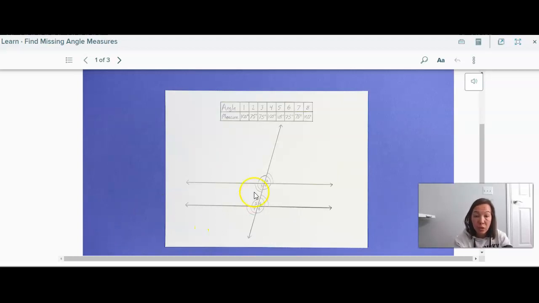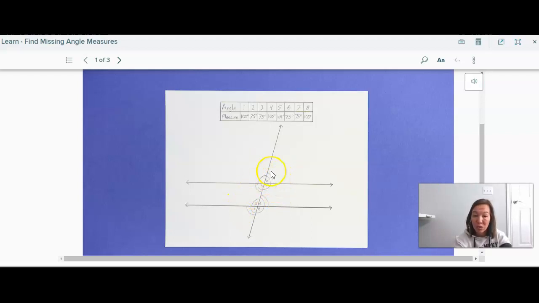Okay, so a few things. I think that you guys should already know what supplementary angles are. So what are supplementary angles? Angles that add up to 180 degrees. So 1 and 2 are supplementary because they add up to 180. 105 plus 75 is 180. 1 and 3 are also supplementary. 105 plus 75 is 180. So supplementary angles add up to 180. Vertical angles are directly across from each other. So vertical angles are always congruent. Two angles that are right next to each other that form a straight line are supplementary, add up to 180.